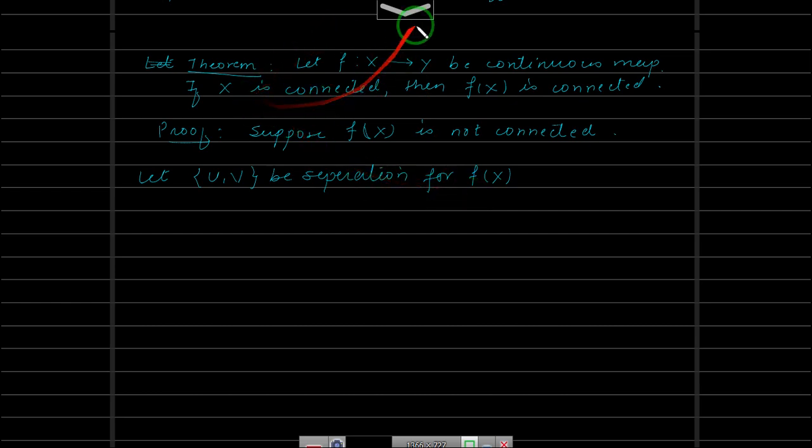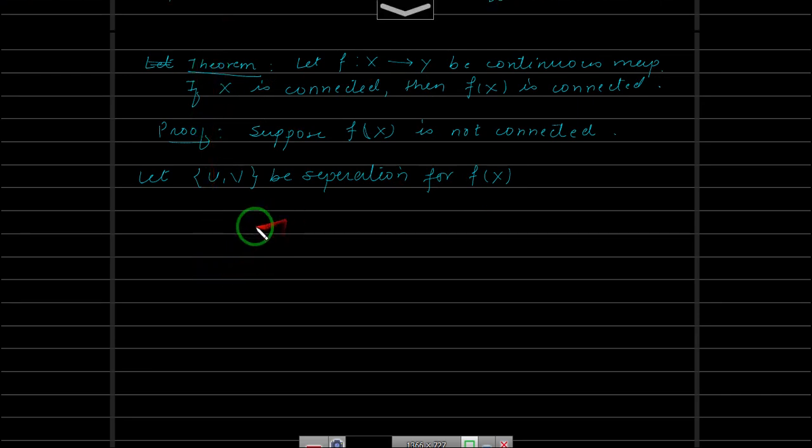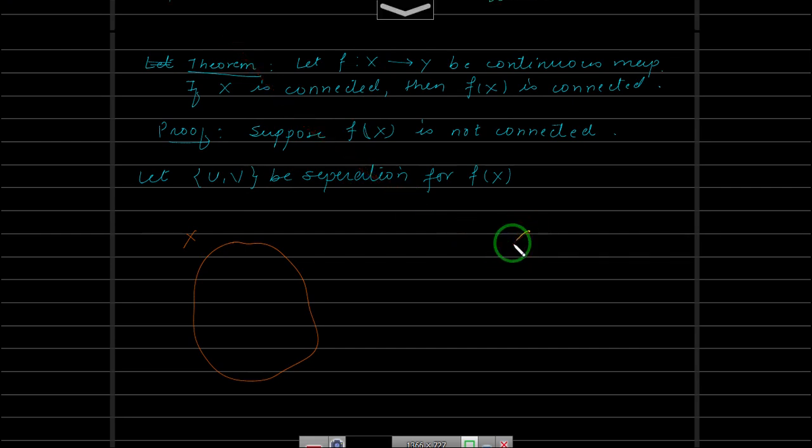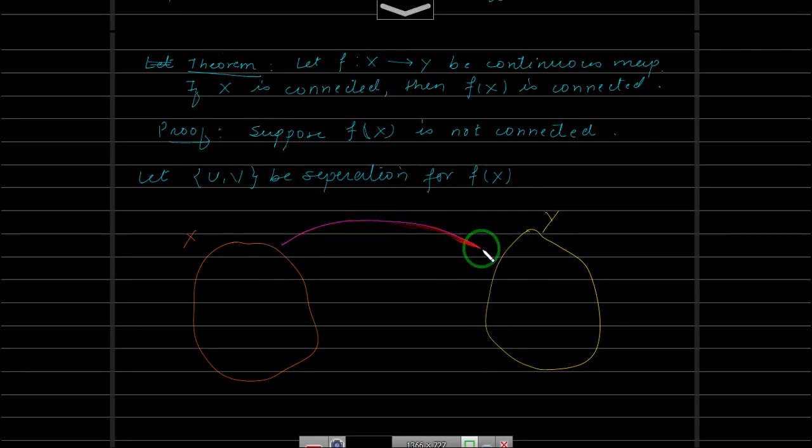Let us first draw the diagram to understand the scenario. We have X here. This is Y. We have a function f which is from X to Y. We know that X is connected. We need to show that f(X) is connected.